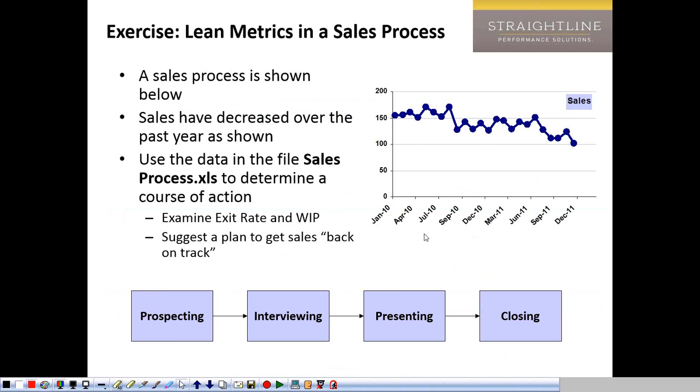We'll go over this exercise next time. This is in your homework, but I do want to go over it because it's a difficult one, and people have had questions about it. I also think it's an important one because it's meant to illustrate where you should work, using a combination of those metrics, the takt time, the lead time, the cycle time, the exit rate, all that kind of stuff, to be able to understand why sales is going down.